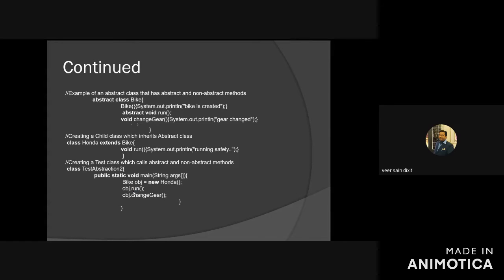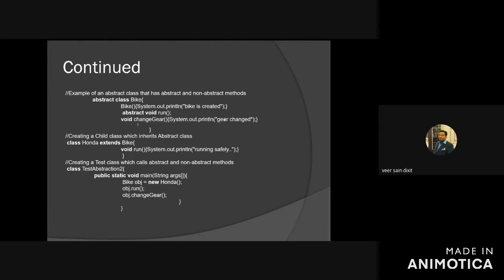obj.run. What will it give? It will give the output running safely. And obj.changeGear. changeGear is the method of this abstract class Bike. Then it will give the output gear changed.